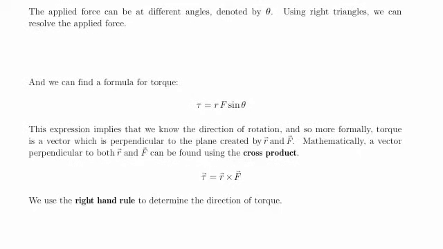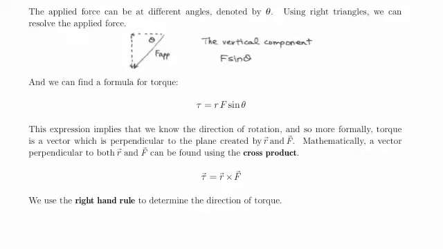Because the applied force can be directed at different angles, we call that theta. Using right angles, we can resolve the applied force. Here's our applied force, and it acts at some angle theta with respect to the door. The vertical component of this is F sine theta. And we find a formula for torque: torque is equal to R times F sine theta. The expression implies that we know the direction of rotation.